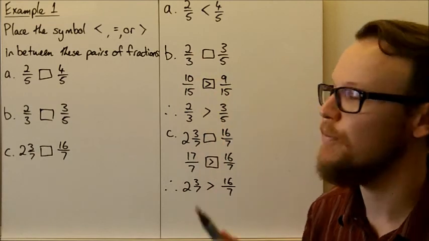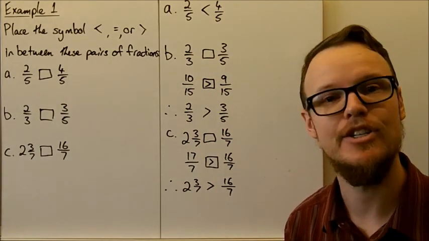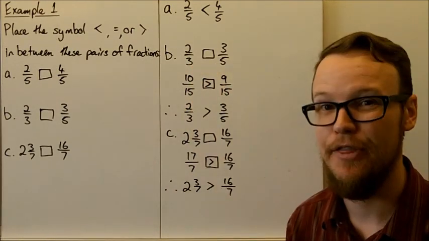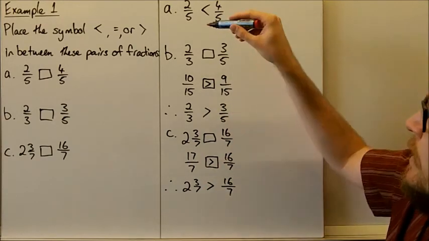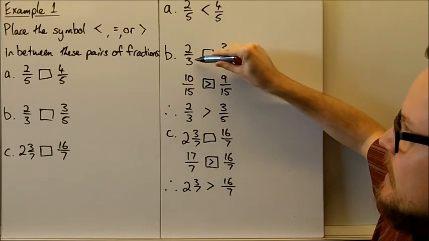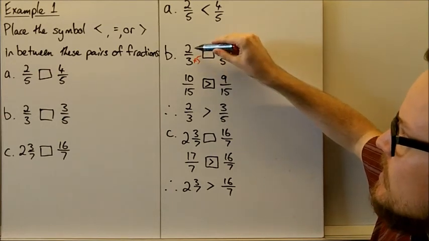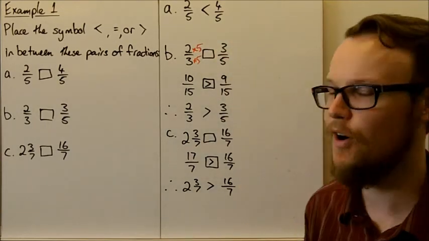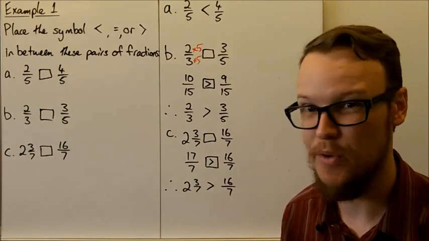For 2/3 and 3/5 it's a bit more challenging because they don't have the same denominator. We need to find a common denominator. So the lowest common denominator for 3 and 5 is 15. So we need to get 15 as the denominator here. To do that, I need to multiply it by 5. And I need to do the same to the top and the bottom. Multiply by 5 on the top, multiply by 5 on the bottom to get an equivalent fraction.